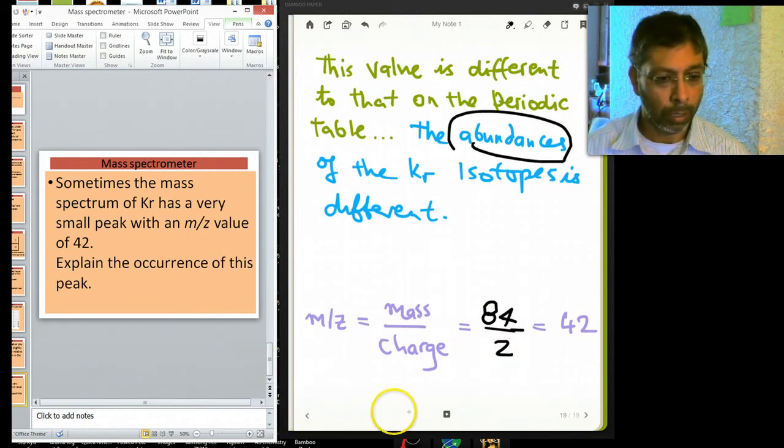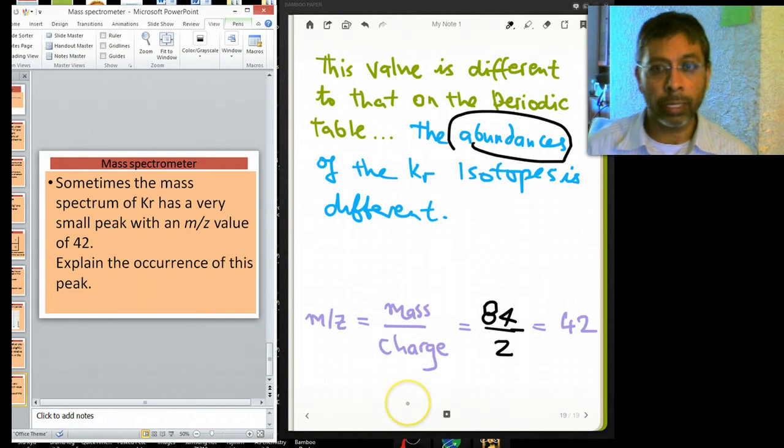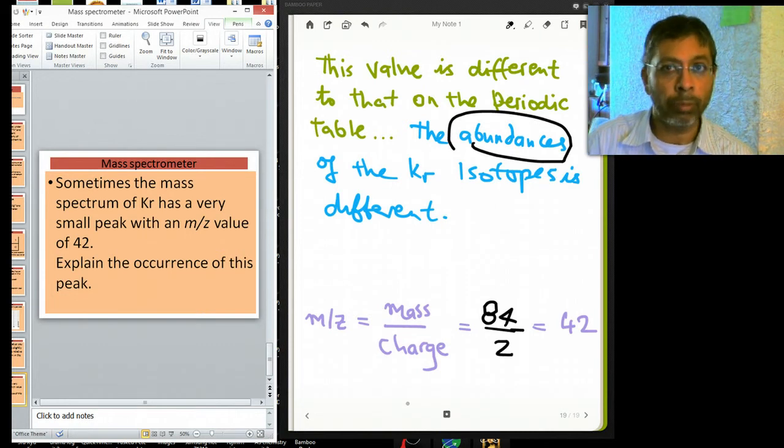Okay, and so what we've looked at then is we've looked at the basic workings of the mass spectrometer, and we've done a couple of example calculations.